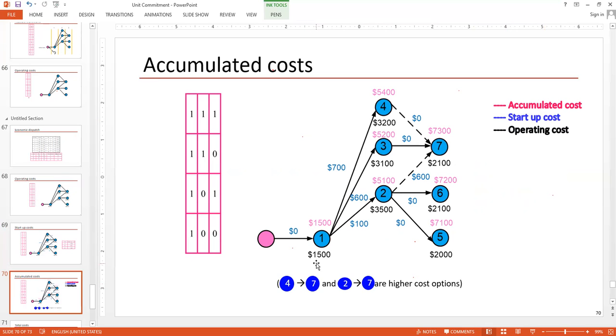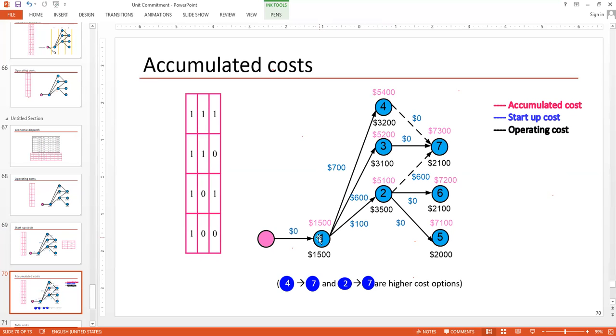The accumulated costs are calculated in this manner: 0 plus 1500. So the cost of the link plus the cost of the node, you add them up and you are left with this. Okay. Then when you reach this point, what is the accumulated cost at this node? You add the accumulated cost 1500 plus the link cost to reach there. So 1500 plus 700 is 2200 plus the nodal cost. The nodal cost is 3200. So it adds up to 5400.